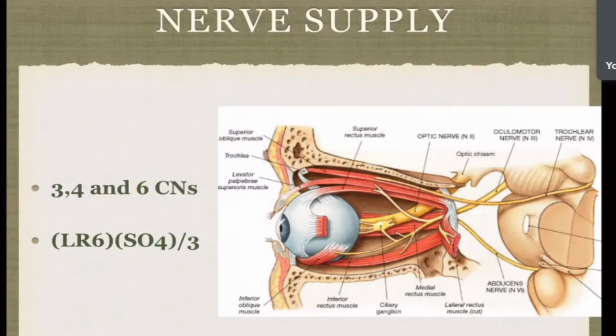LR6, SO4, remaining thrice. Okay, LR6 is lateral rectus, supplied by the 6th nerve. SO4 is superior oblique, supplied by the 4th nerve, the trochlear nerve, and all the remaining muscles are supplied by the oculomotor nerve. You can remember this like a chemical formula: LR6 SO4 remaining thrice. Now we look at the actions.